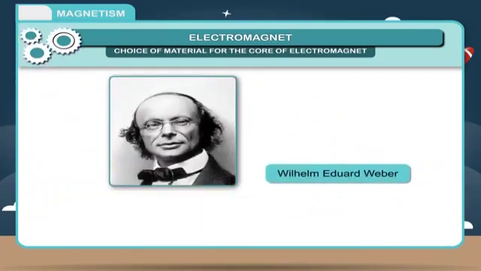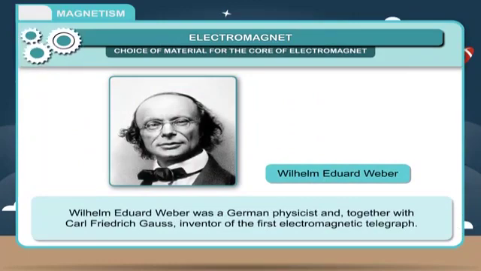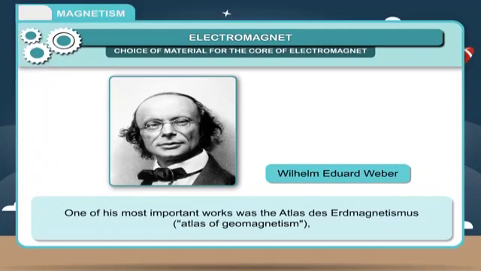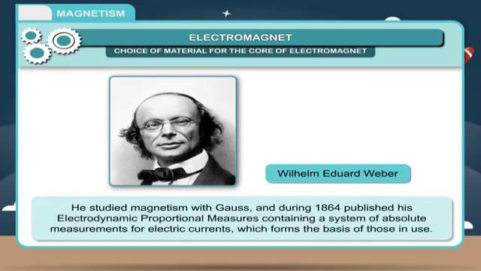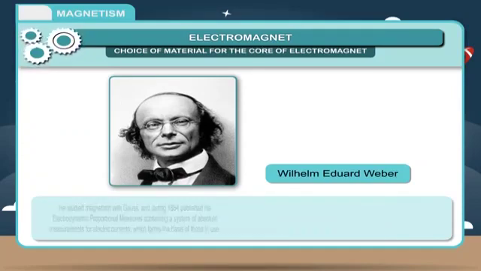Scientist. Wilhelm Edward Weber was a German physicist and together with Carl Friedrich Gauss, inventor of the first electromagnetic telegraph. One of the most important works was the Atlas des Erdmagnetismus, Atlas of Geomagnetism, a series of magnetic maps, and it was chiefly through his efforts that magnetic observatories were instituted. He studied magnetism with Gauss and during 1864 published his electrodynamic proportional measures containing a system of absolute measurements for electric currents which forms the basis of those in use.